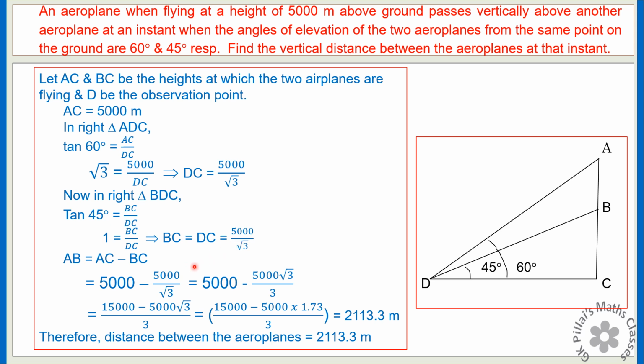DC is this, subtract from 5000 and rationalize the denominator, we will get like this. Take the LCM, it will be 15,000 minus 5,000 into 1.73 upon 3, we will get 2113.3 meter. This is the distance between the two aeroplanes.